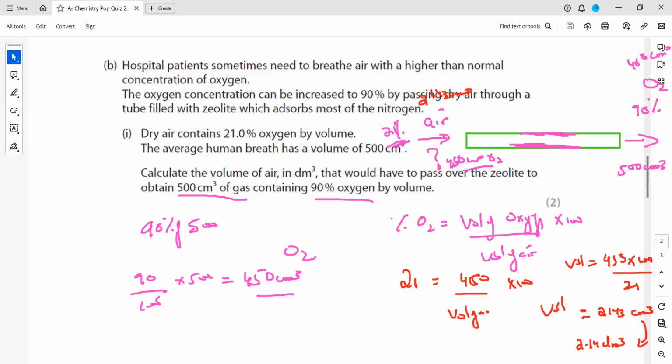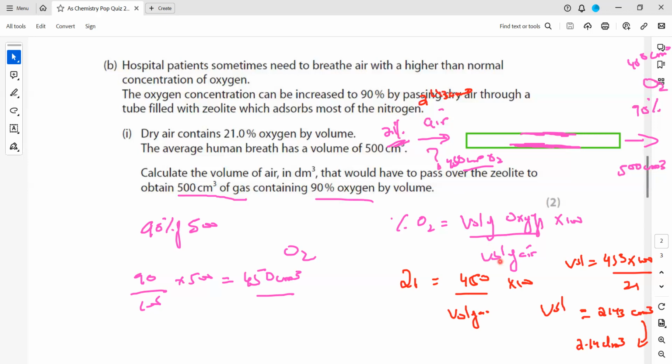So first we worked out what volume of oxygen is there when it is coming out. The same amount of oxygen will be present in the air, and that is 21% of the total volume of air. So we work out the volume of air, but that is in cm cube. We divide the final answer by 1000 to convert into decimeter cube.